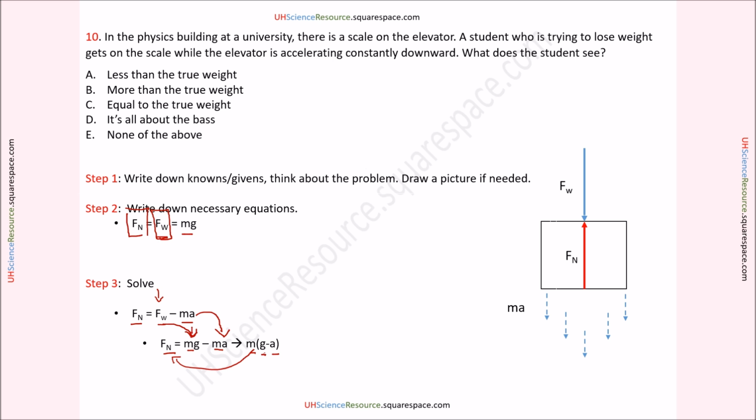And since that's going to be less than the regular mg, we know that the amount that we see on the scale is going to be less than the actual weight of the student. And so if we look at our answer choices, we can see that the correct answer choice is going to be A.